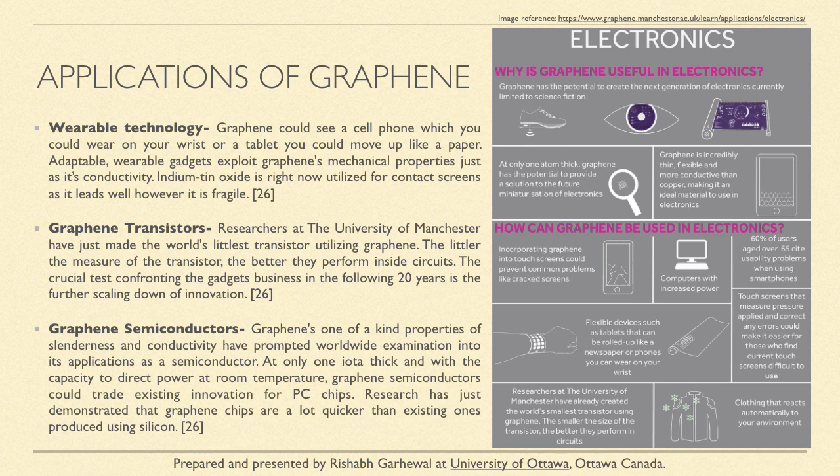Graphene semiconductors. Graphene's unique properties of thinness and conductivity have led to global research into its applications as a semiconductor. At just one atom thick and with the ability to conduct electricity at room temperature, graphene semiconductors could replace existing technology for computer chips. Research has already shown that graphene chips are much faster than existing ones made from silicon.